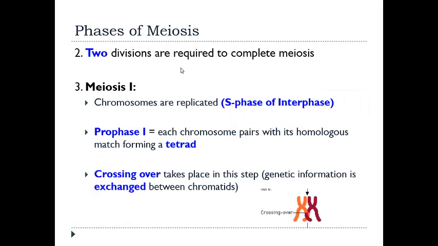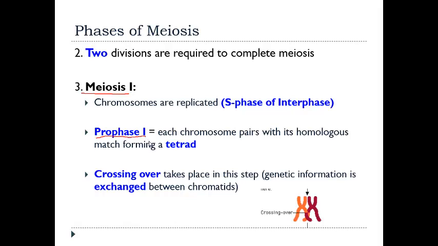So the phases of meiosis. There are two divisions required to complete meiosis. Meiosis 1 is the first. So the chromosomes are replicated in the S phase of interphase. So yes, meiosis still has an interphase. And then we get into the part where the nucleus divides. And that's going to be the first thing that happens, prophase 1.